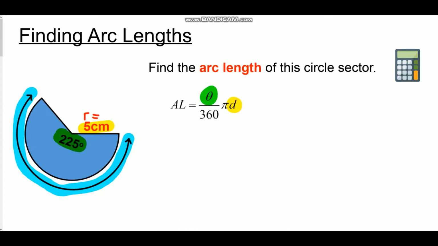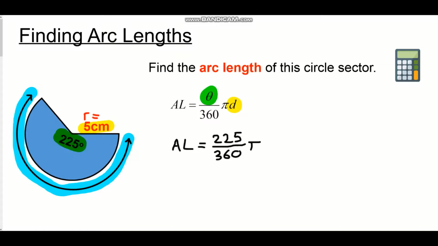Right, so to figure out this arc length, the first step that you have to take is to write down the formula: arc length is equal to theta over 360 pi d. The next step is to put in your numbers. So instead of theta, I'm going to write down 225 because that's my internal angle. 360 is always on the bottom of the fraction because all circles, when they're full, have 360 degrees all the way around them.